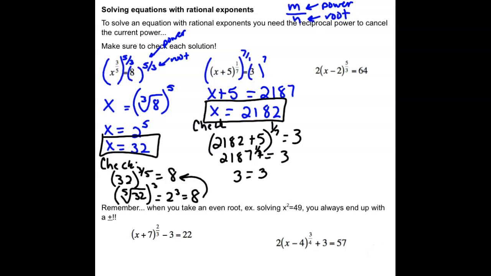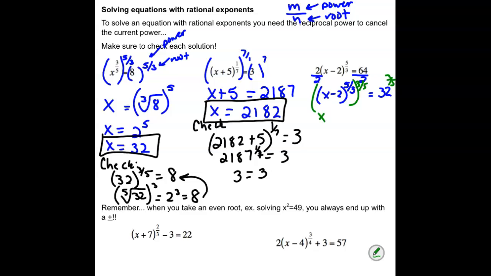All right. Go ahead and pause the video for a minute and look at this next one. See if you can figure out what our first step should be. So remember, when we're solving these radical equations, we need to isolate the root piece. So the first thing we're going to do is divide out this 2 from both sides. We now have x minus 2 to the 5/3 power equals 32. And then to undo a 5/3 power, we're going to raise it to a 3/5. And whatever we do to one side, we have to do to the other.